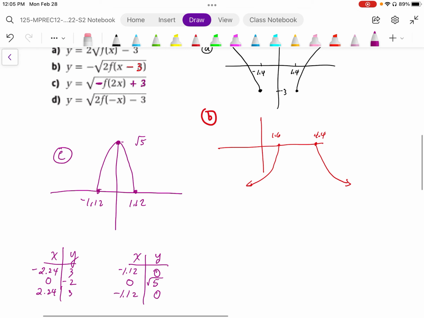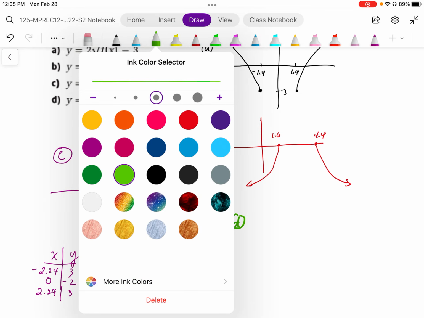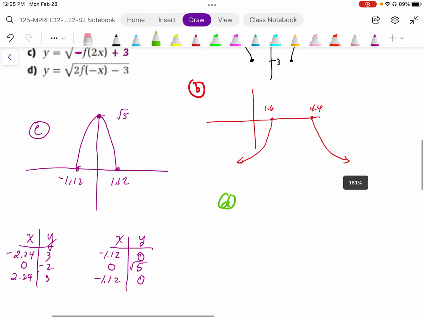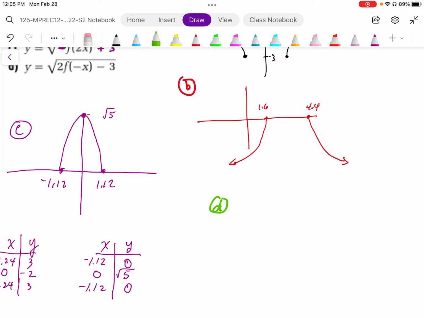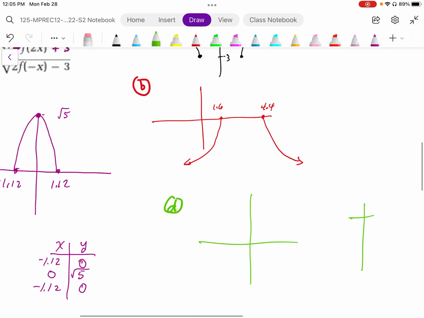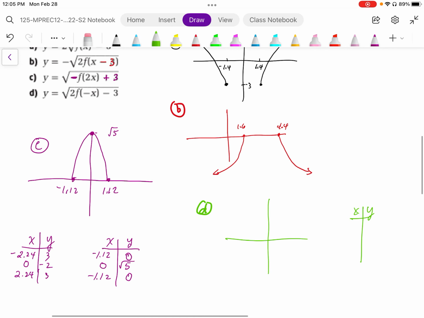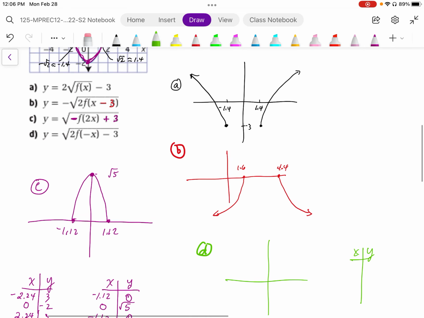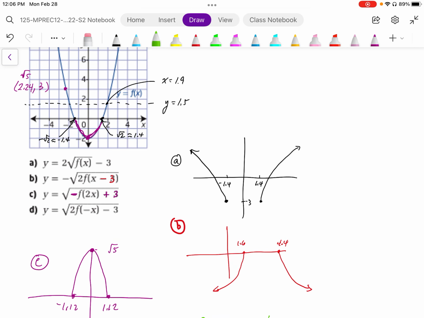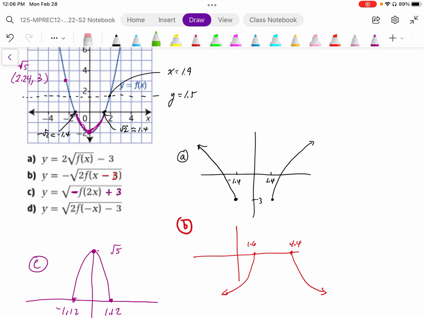Okay, so lastly, D. When I do D, this has a bunch of stuff going on. So again, we want to make sure that we have some references to work with. So I'm going to make a table of values. And I know that it got expanded by 2 and then shifted down 3. So when I take a look at my graph, I need to do it backwards. I need to shift it up 3 and compress it by 2. And that gives me the y coordinate of 1.5.